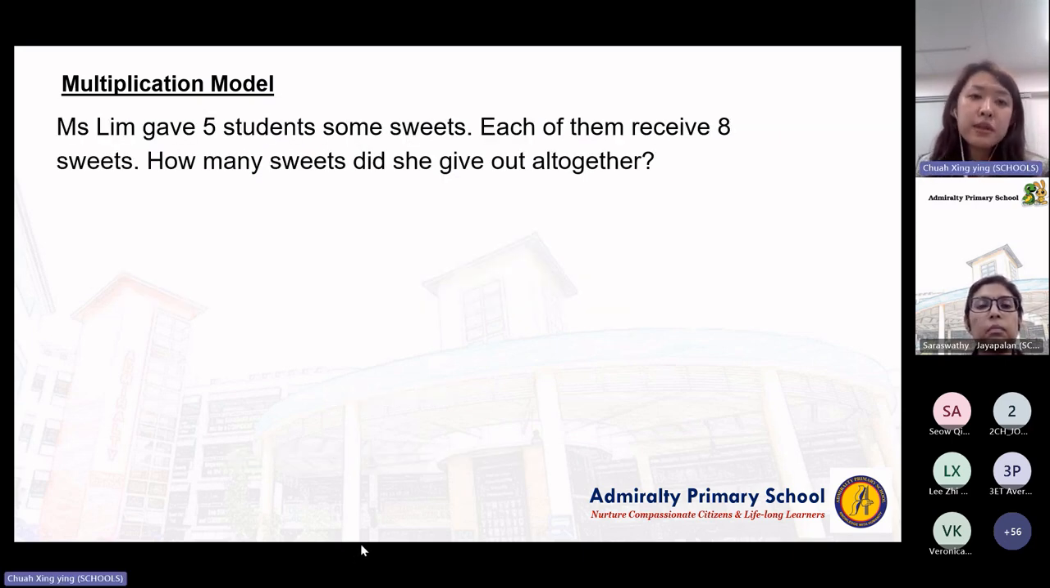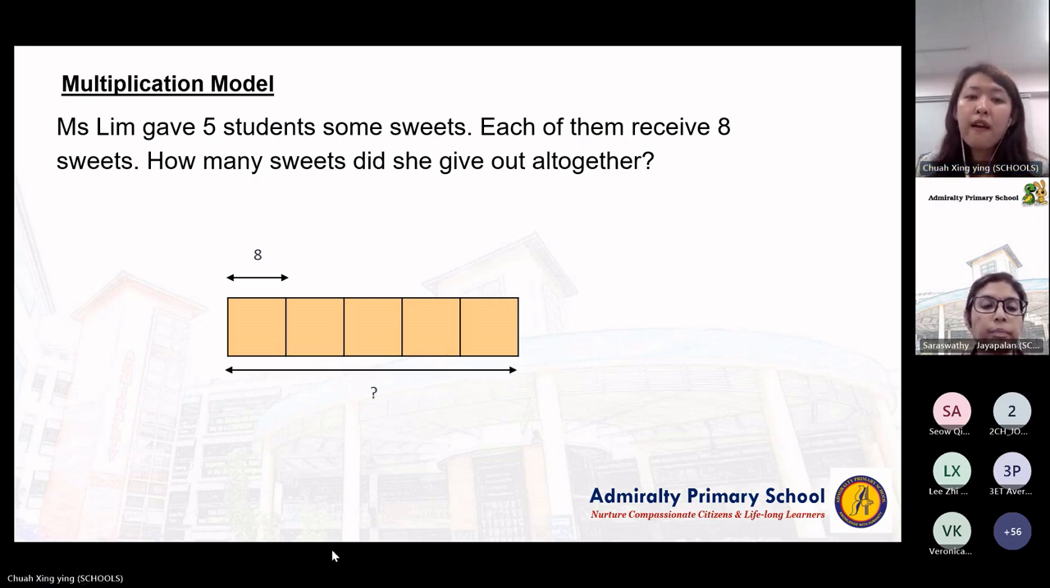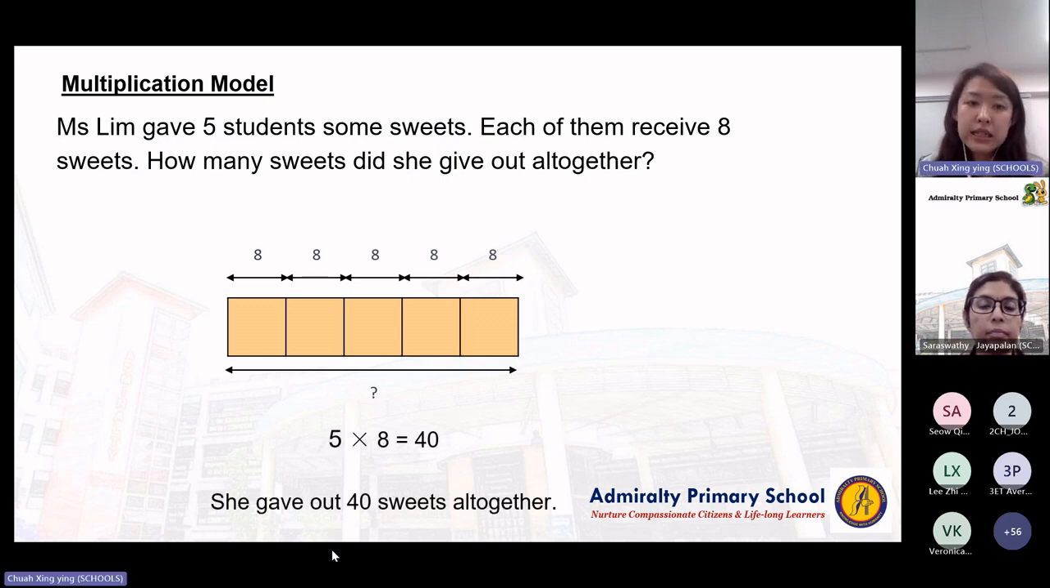Next one. Miss Lim gave 5 students some sweets. Each of them received 8 sweets. How many sweets did she give out altogether? So 1 unit here represents 1 student. Each student gets 8 sweets. So we label 1 unit equals 8. We want to find the total. 5 multiplied by 8 equals 40. She gave out 40 sweets altogether.